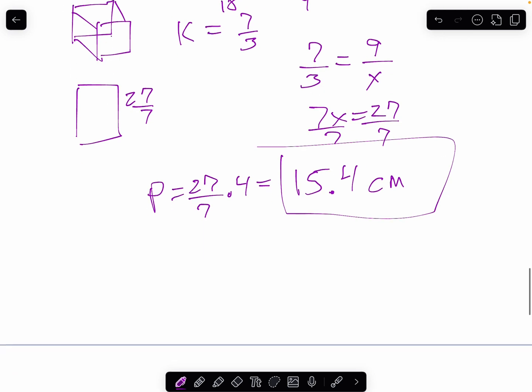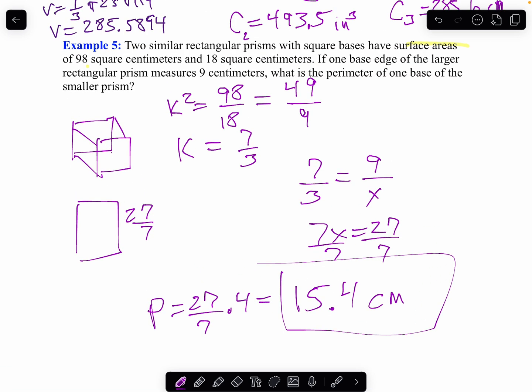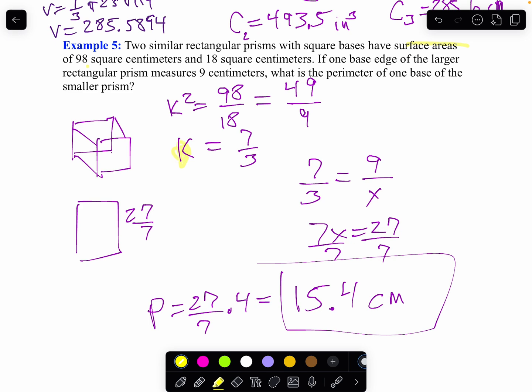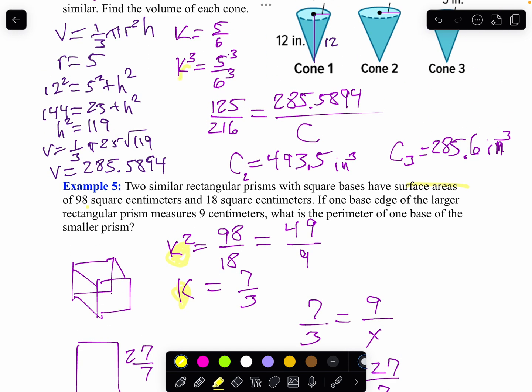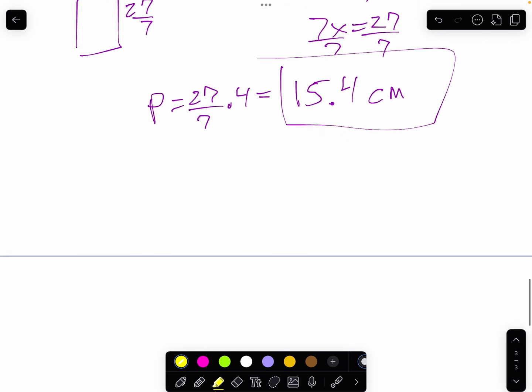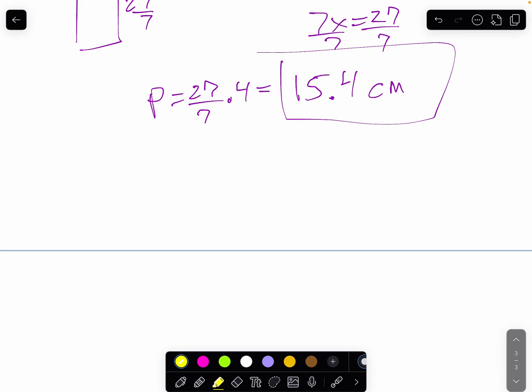They're finding side length here, given the areas. So the key is, hey, do I need to use K? Do I need to use K squared? Or do I need to use K cubed when we're looking at our problems? And then set up the proportion like we normally do, and then you have it.